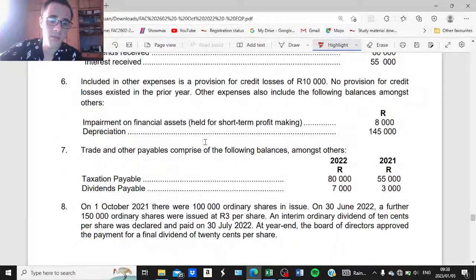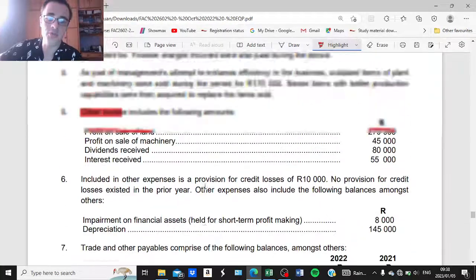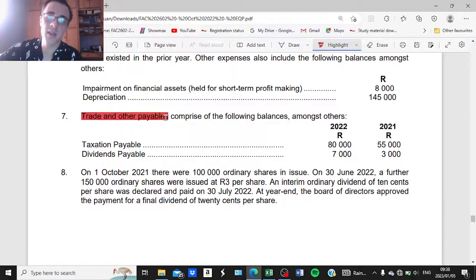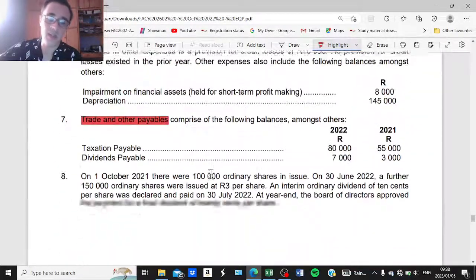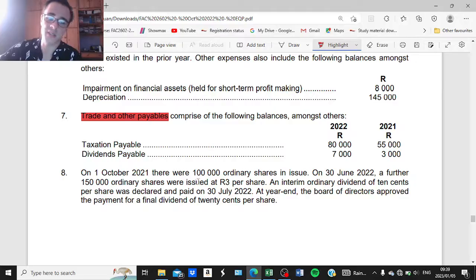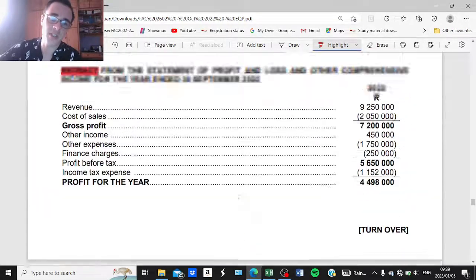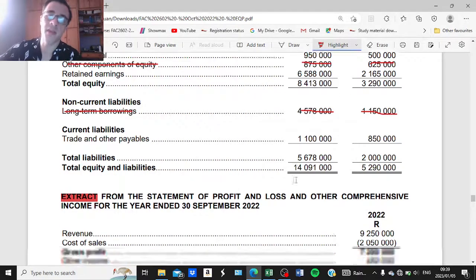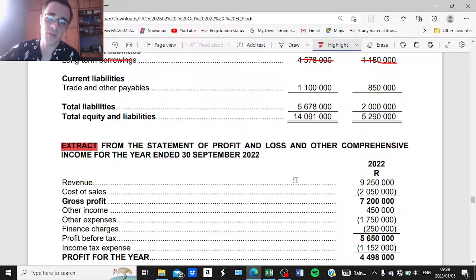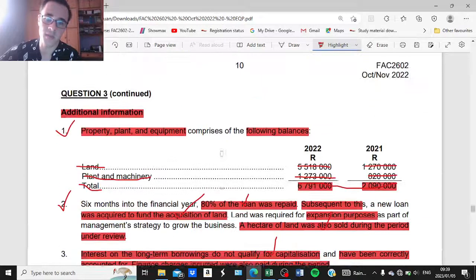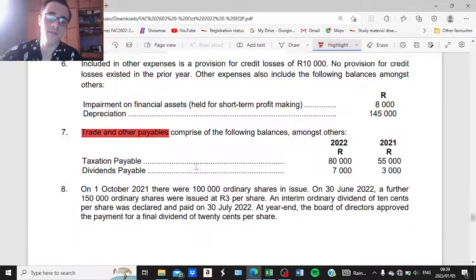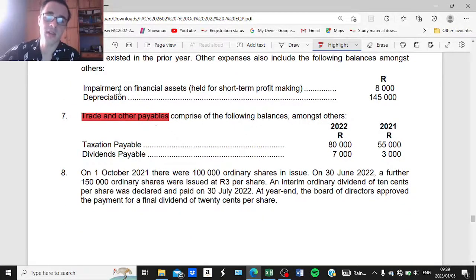So for this question, we may assume that there was no interest payable. You will see in additional information point 7 that trade and other payables does include taxation as well as dividends payable. So in this question, it does not only include our supplier accounts, but if there is no other information provided, you may assume that it only consists of your supplier accounts. But normally they will give you the information in additional information.